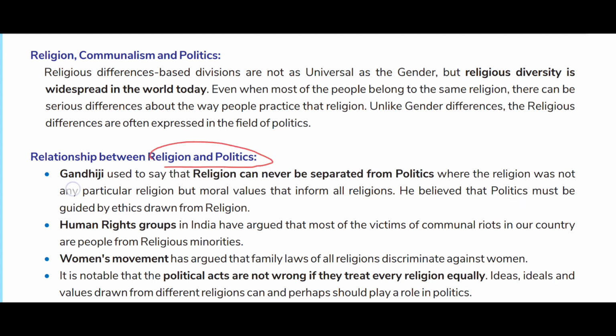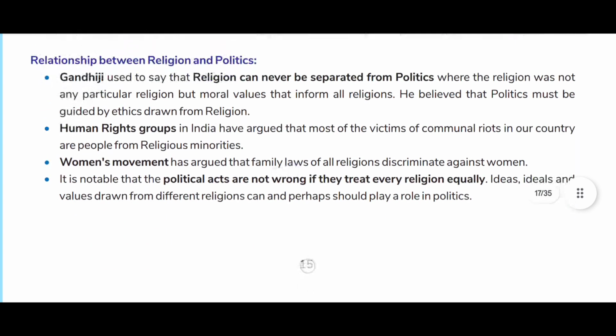Relationship between religion and politics. Gandhiji used to say that religion can never be separated from politics, where the religion was not any particular religion but moral values that inform all religions. He believed that politics must be guided by the ethics drawn from religion.